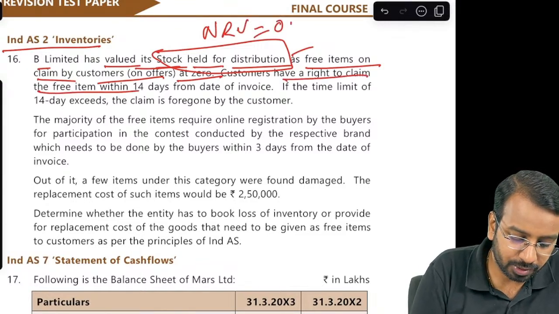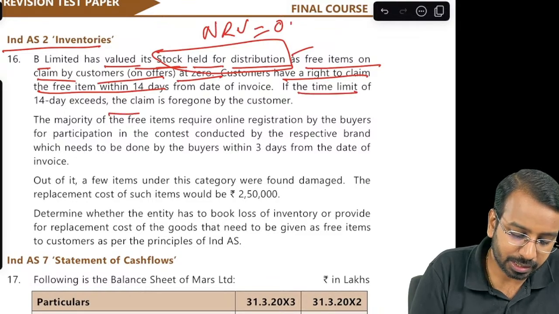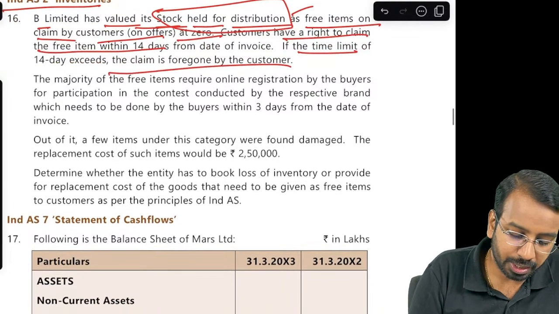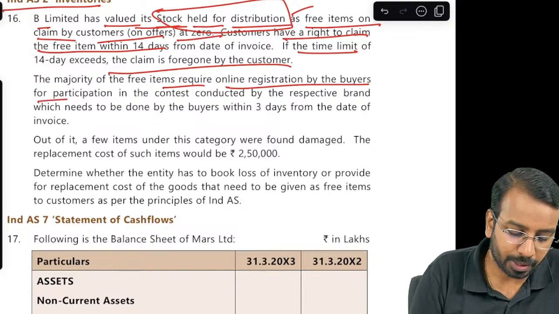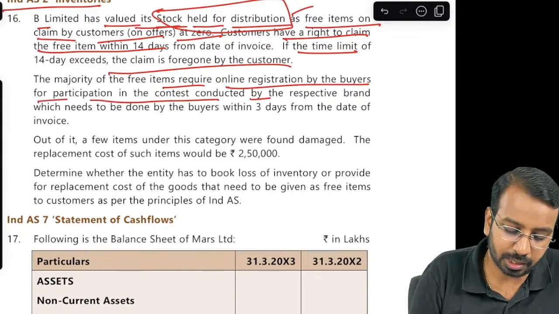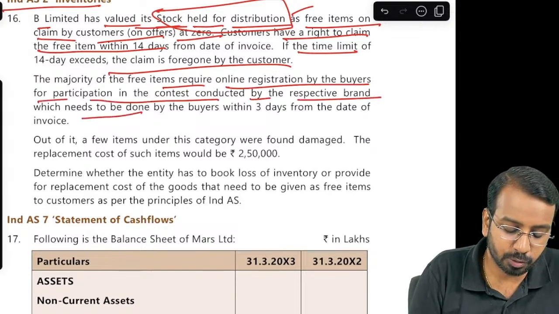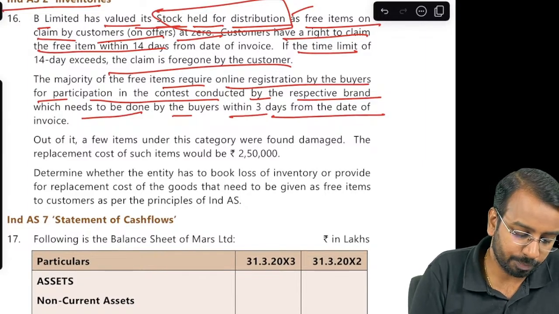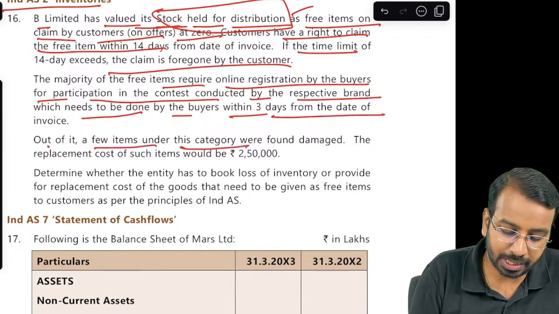Customers have a right to claim within a 14 days period. Otherwise, the claim is foregone. Okay. The majority of free items require online registration by the buyers in the contest conducted by the respective brand, which needs to be done by the buyers within 3 days. Okay. Out of it, a few items under this category were found damaged.